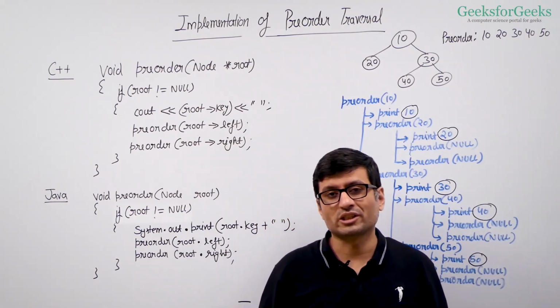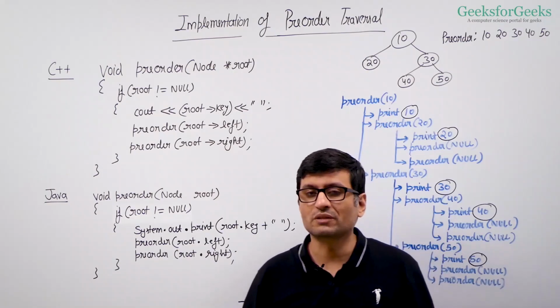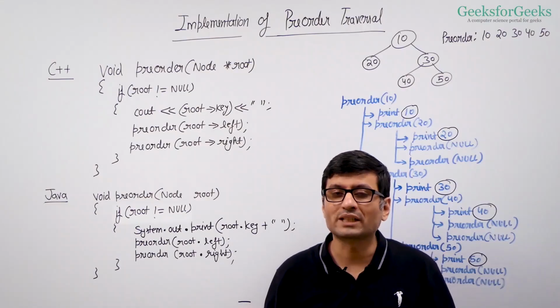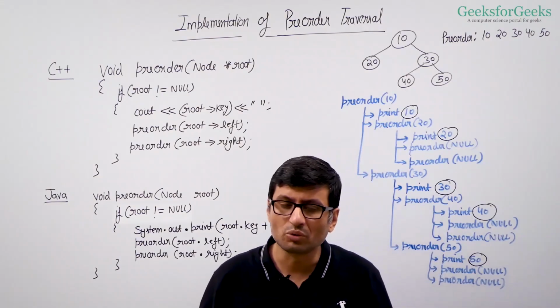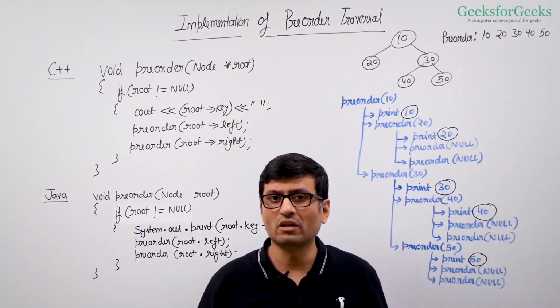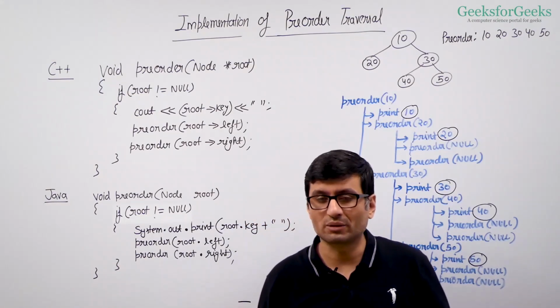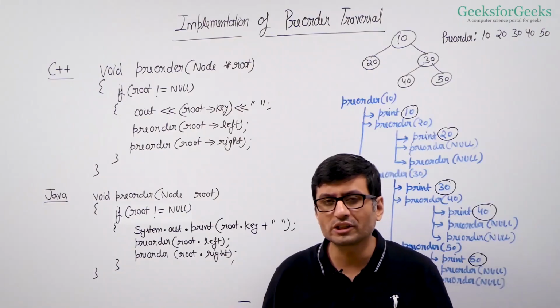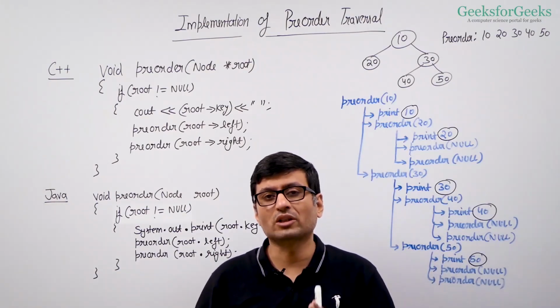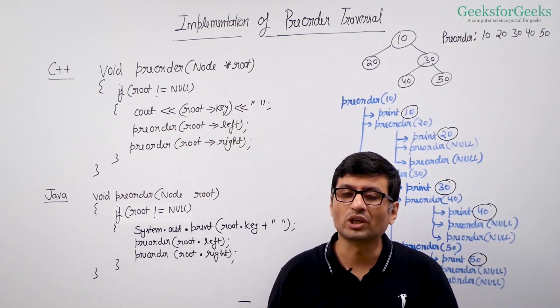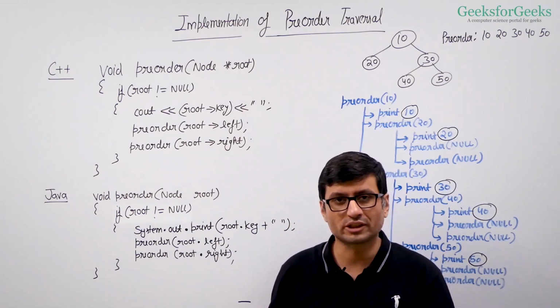One thing you can notice is both of these codes have this condition, if root is not null, which makes a lot of sense because if you pass an empty root or a null root and if you call null dot key or null arrow key, you will get a runtime error. So to avoid this, we must check whether root is null or not null. If root is not null, then only we process and do these three steps.